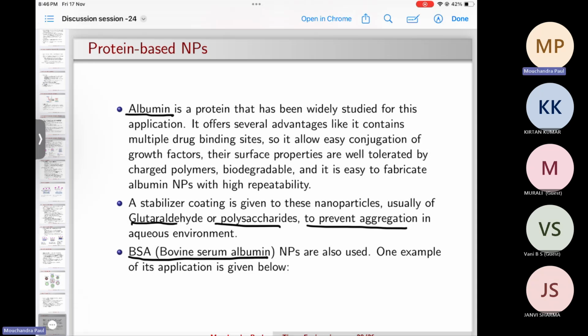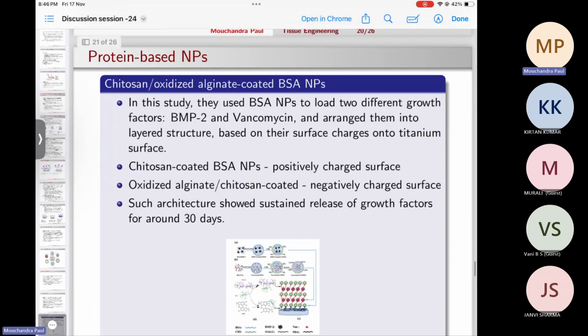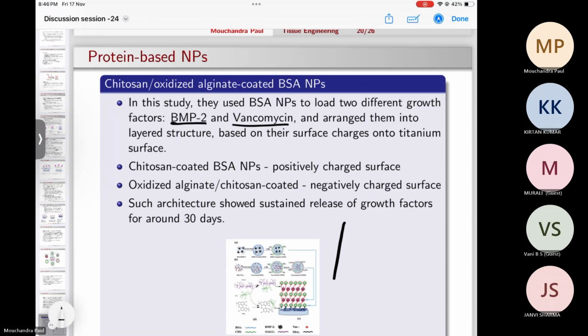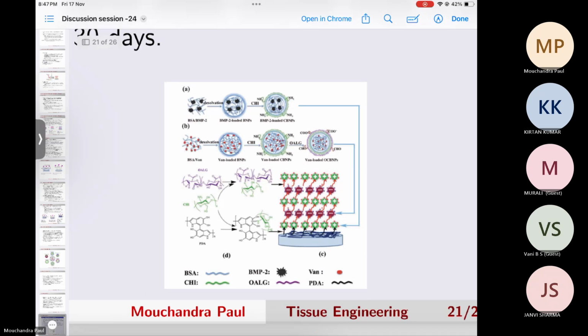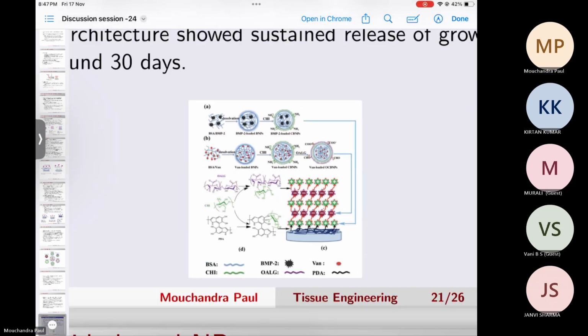So in this slide, I have given an example from a study where they have used BSA, bovine serum albumin nanoparticles, to deliver two different types of molecules, basically BMP2, which is a growth factor, and I think vancomycin is a drug. Okay, so they have delivered it together. So what they have done, they have first conjugated the BMP2 with BSA.